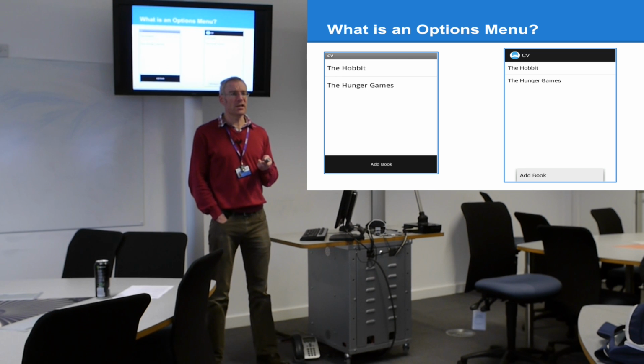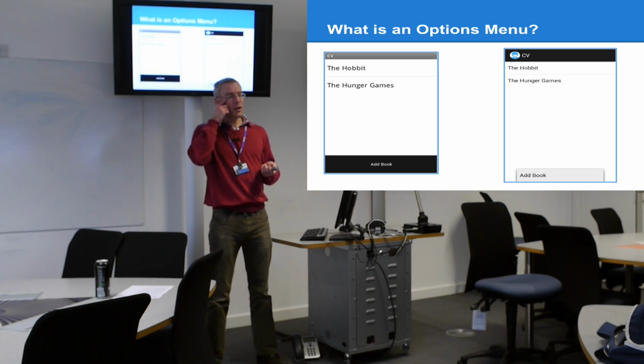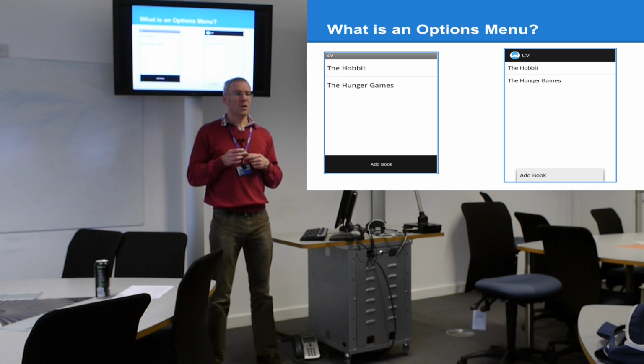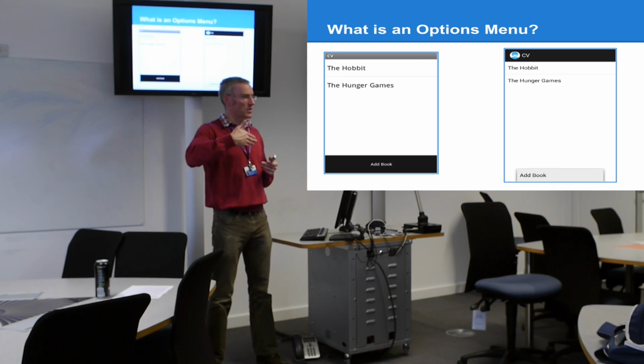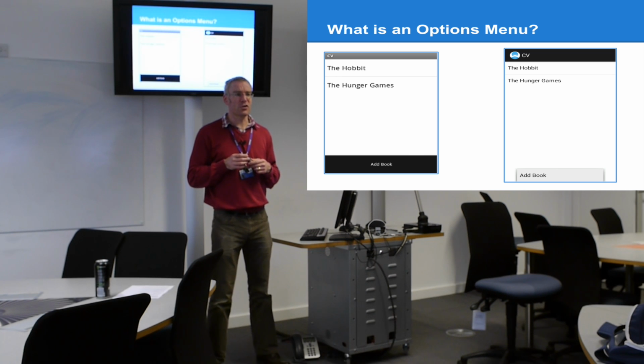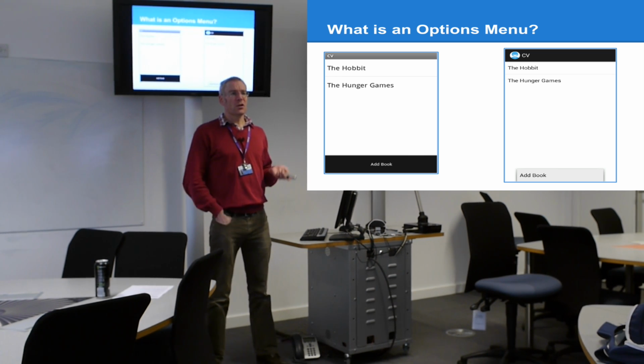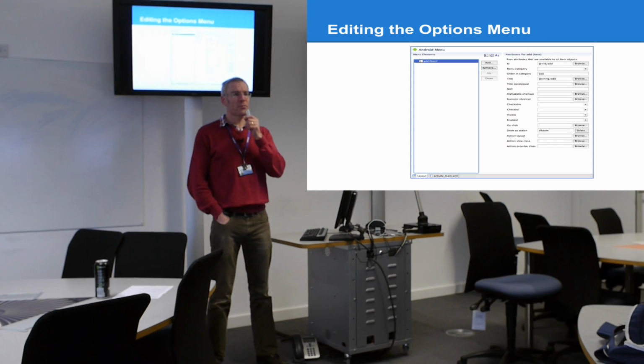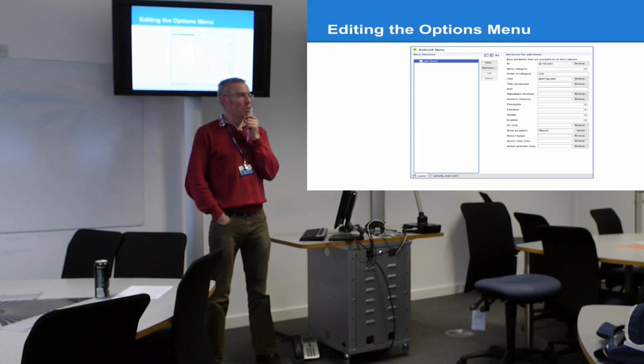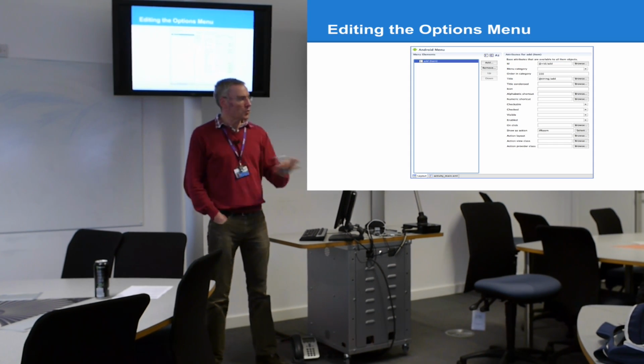An options menu, basically, let's go back a minute. An options menu appears at the bottom of the screen. Do you know what I mean? Or at the top of the screen, depending on which version of Android you're using. And the idea is, the options menu is actually an XML file. That's all it is.